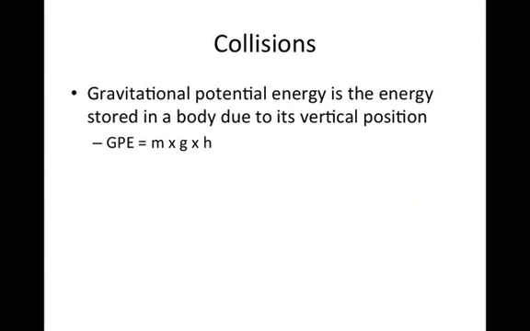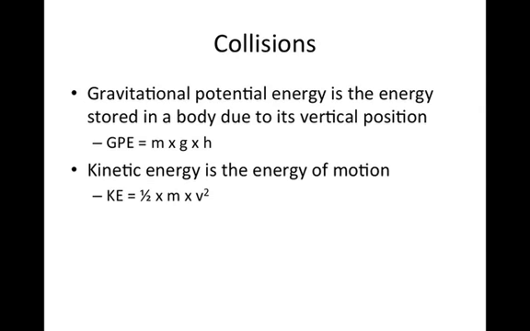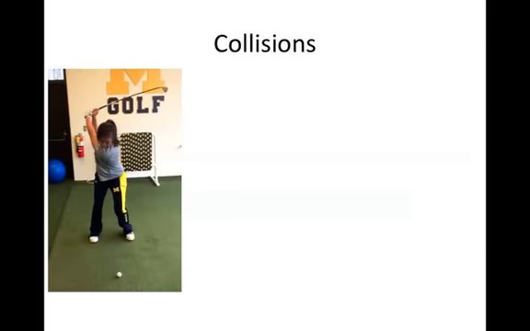With collisions, during the swing, there are two types of energy occurring: gravitational potential energy and kinetic energy. Gravitational potential energy is the energy stored in a body due to its vertical position. Kinetic energy is the energy of motion. At the peak of the backswing, the club head has all potential energy and zero kinetic energy.